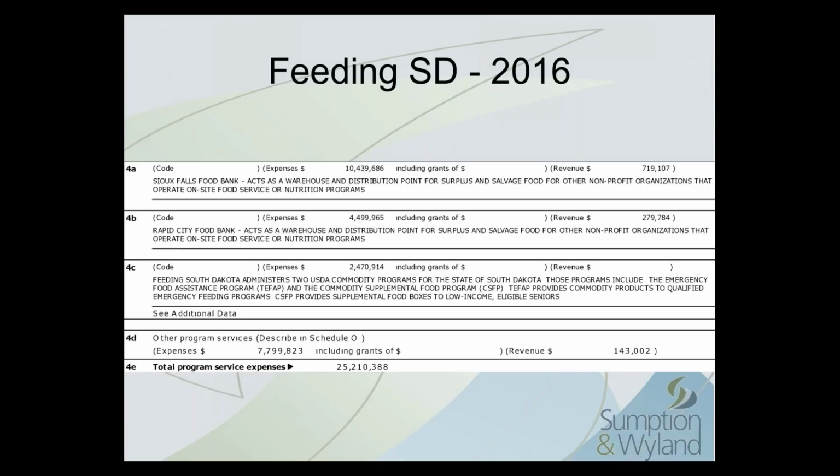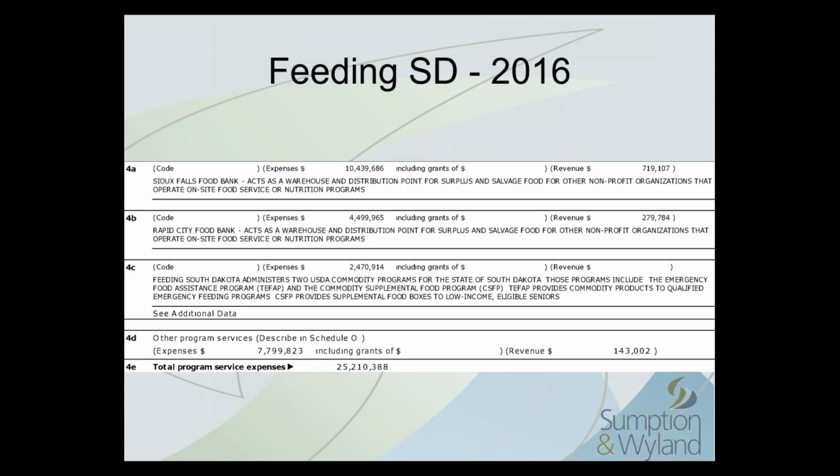The second largest activity they had is a food bank in Rapid City, South Dakota, on the other end of the state, at $4.5 million in expenses, including revenue of about $280,000. And the third primary program activity, the third most expensive one, is administering 2 USDA commodity programs for the state of South Dakota, on which they spent almost $2.5 million and against which they took 0 revenue. So at a glance, you can get a pretty good idea of what this organization spends much of its time and money doing. And then 4D gives you other program services and it's here just under $7.8 million, which makes up the balance of the 25.2 that's totaled up in line 4E.